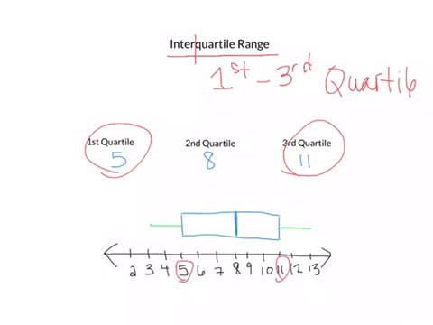So to find our interquartile range, we subtract 11 minus 5, which is 6. So that means there's 6 units in our interquartile range.